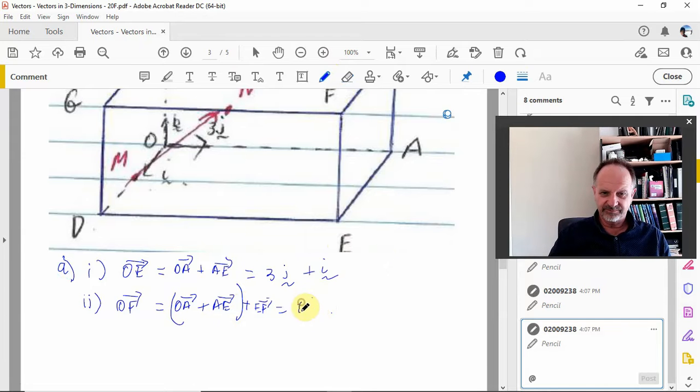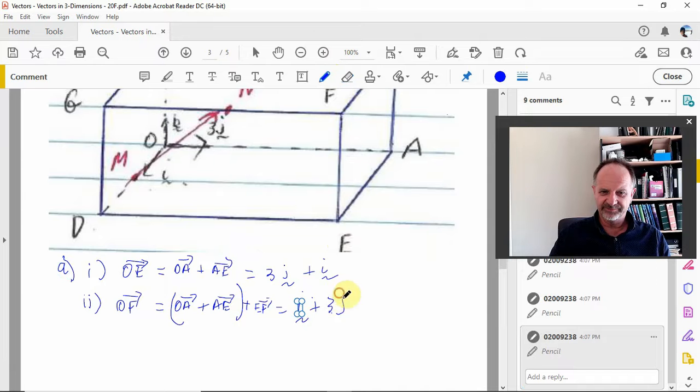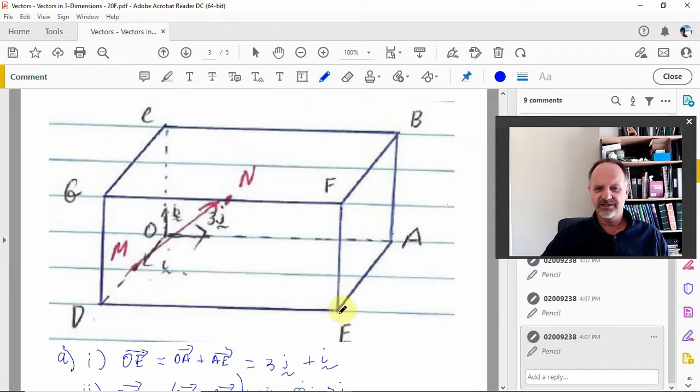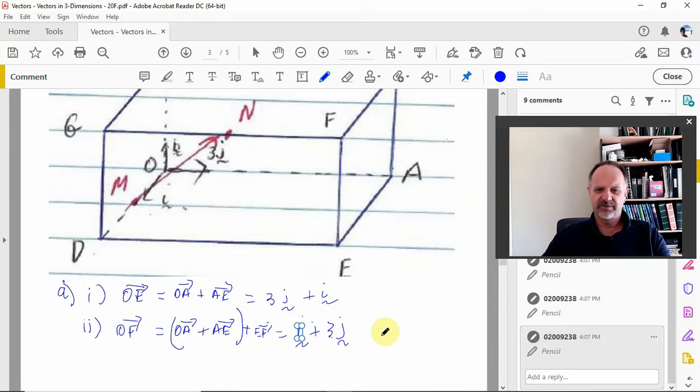So I plus 3J. And then E to F. Now, E to F is this edge that's up. Now, this edge that's up is the same length, but also points in the same direction as all of these edges that are up because it's a cuboid. So that there is parallel to and the same length. So E to F is parallel to and same length as OC. And so that's plus K. All right.